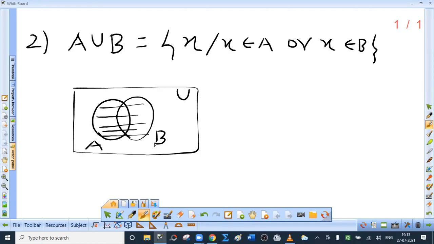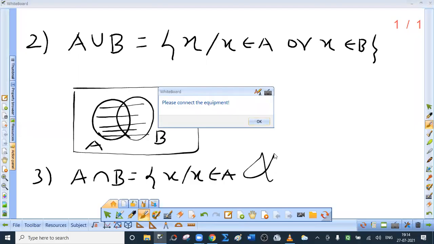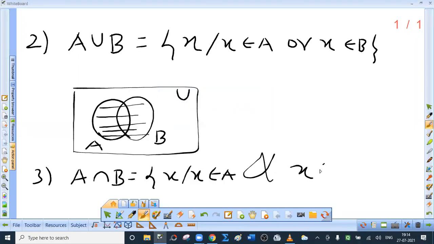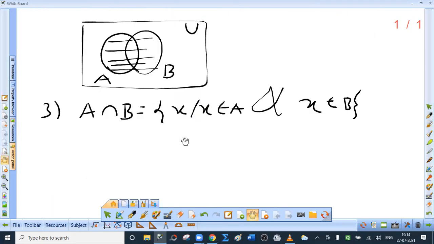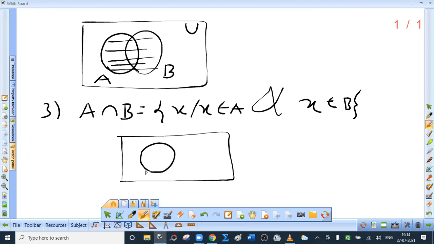What about intersection of sets? How will you define that? Common elements. A intersection B, set of all x such that x belongs to A and x belongs to B. So this is nothing but intersection of sets. Now that intersection can be empty also, an empty set also. So this is A, this is B, this is the universal set. This is A intersection B.